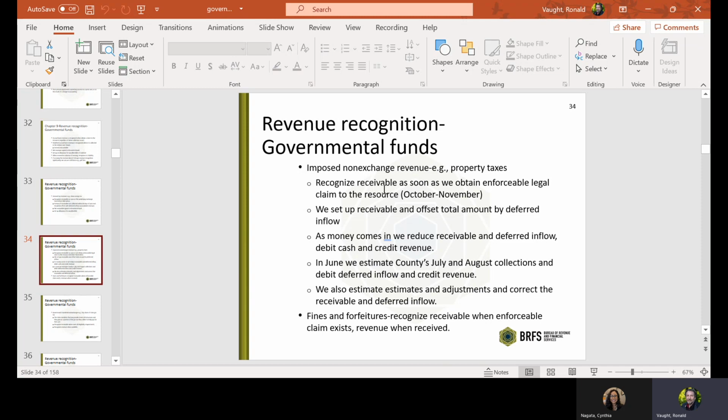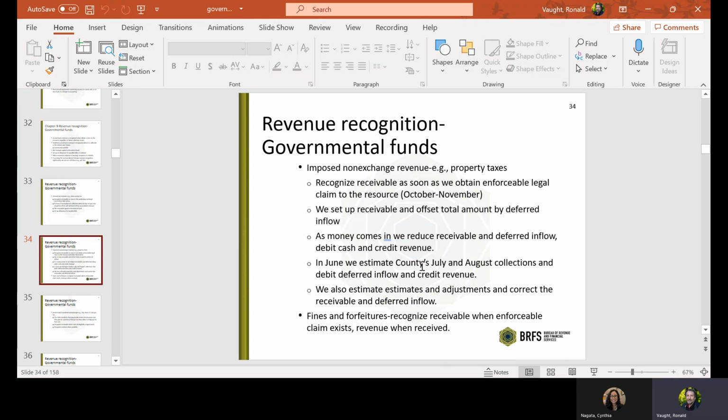Imposed non-exchange, so that's like property taxes, we recognize the receivable as soon as we obtain enforceable claims, which is usually October, November. And then we set up a receivable, and that's just totally offset by deferred revenue. So basically, no revenue recognition when we set it up. It's just numbers that are put on the balance sheet so that we're telling the reader that this is how much we're owed. And as the money comes in, we reduce receivables and deferred inflows. And then in June, we estimate the county's July and August collections and debit deferred inflow, and credit revenue.